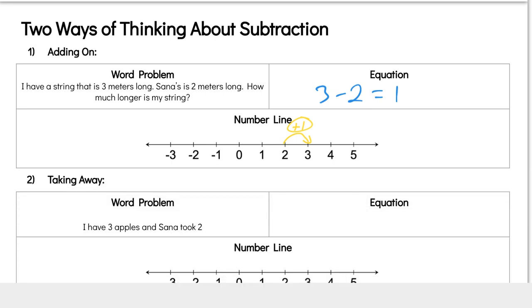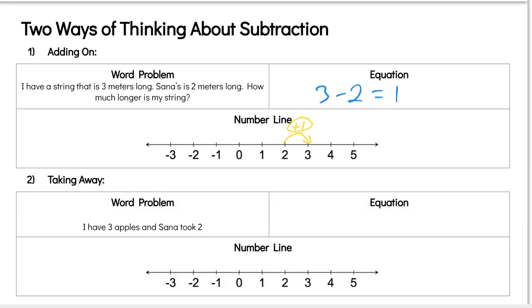However, today we're going to be focusing on taking away. This is the one that we grew up with. We probably are more familiar with this one. I have 3 apples and Santa took 2. What does that look like in an equation? Well, I had 3, I took 2 away, I end up with 1. Again, I start with 3, take 2 away, and I end up with 1.